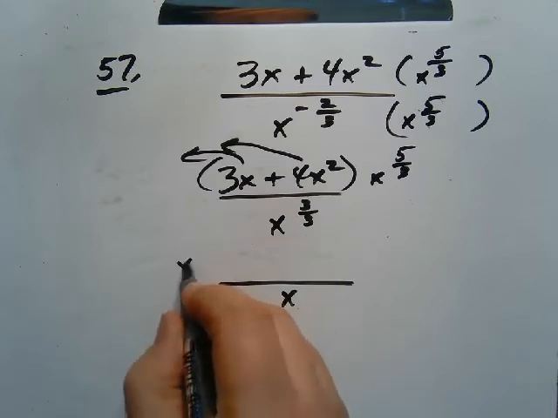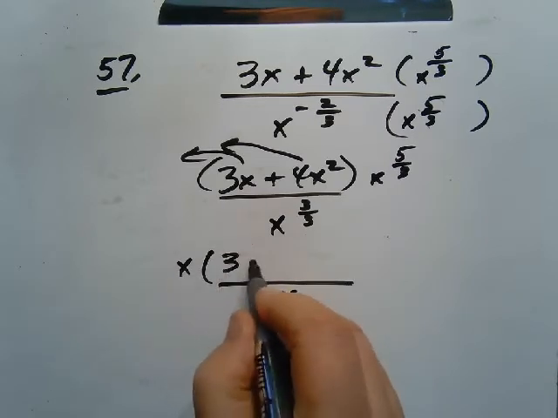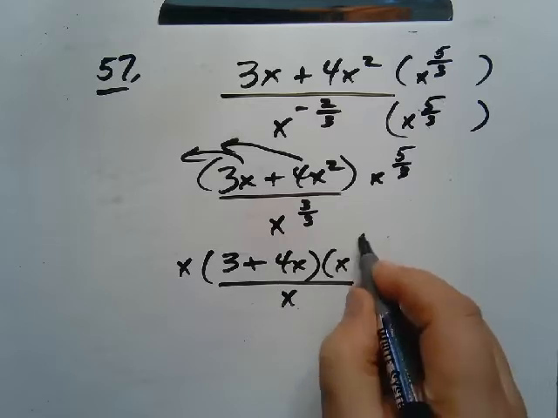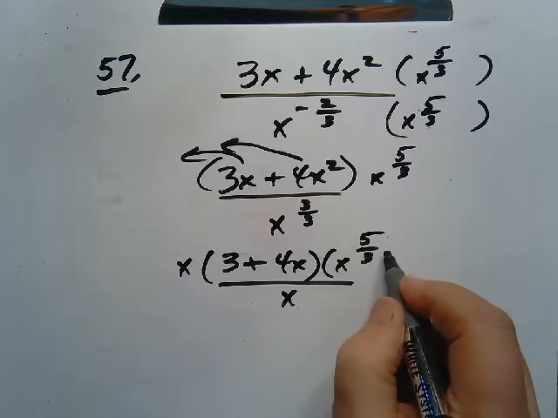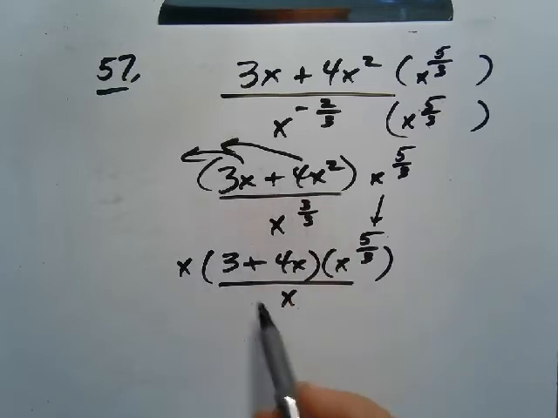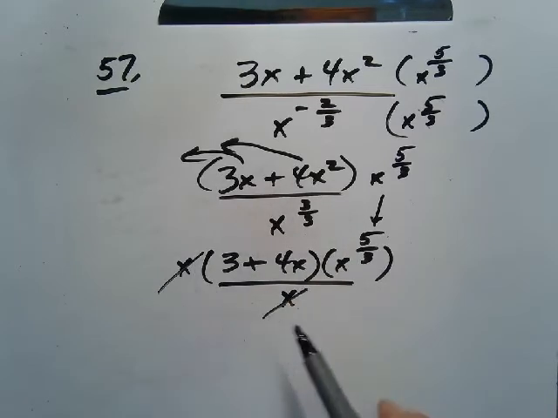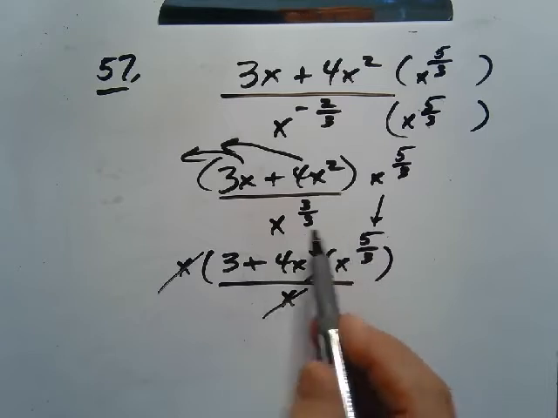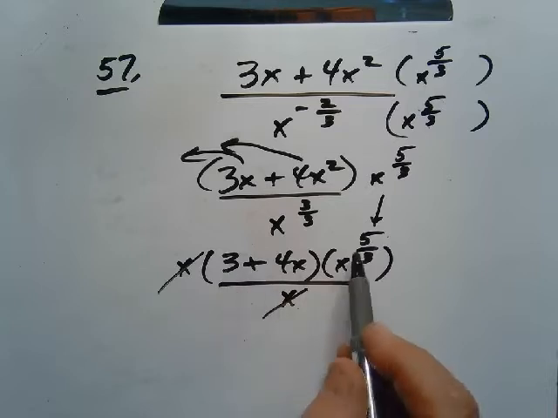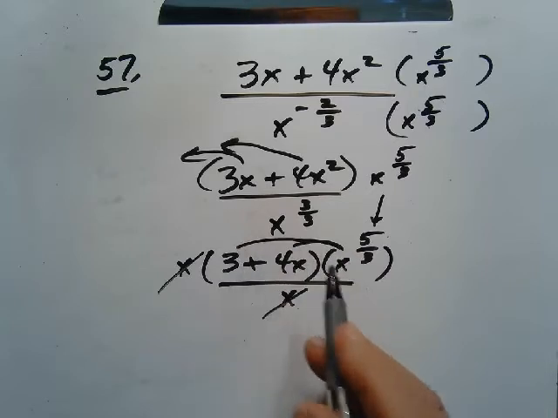Let's take an x out, and I end up with 3 plus 4x times x to the 5/3. I just brought that down. I pulled that x out because I can see that these are going to cancel here now. So if I multiply this in, I'll get rid of the parentheses. So I'm going to distribute this into both of these.